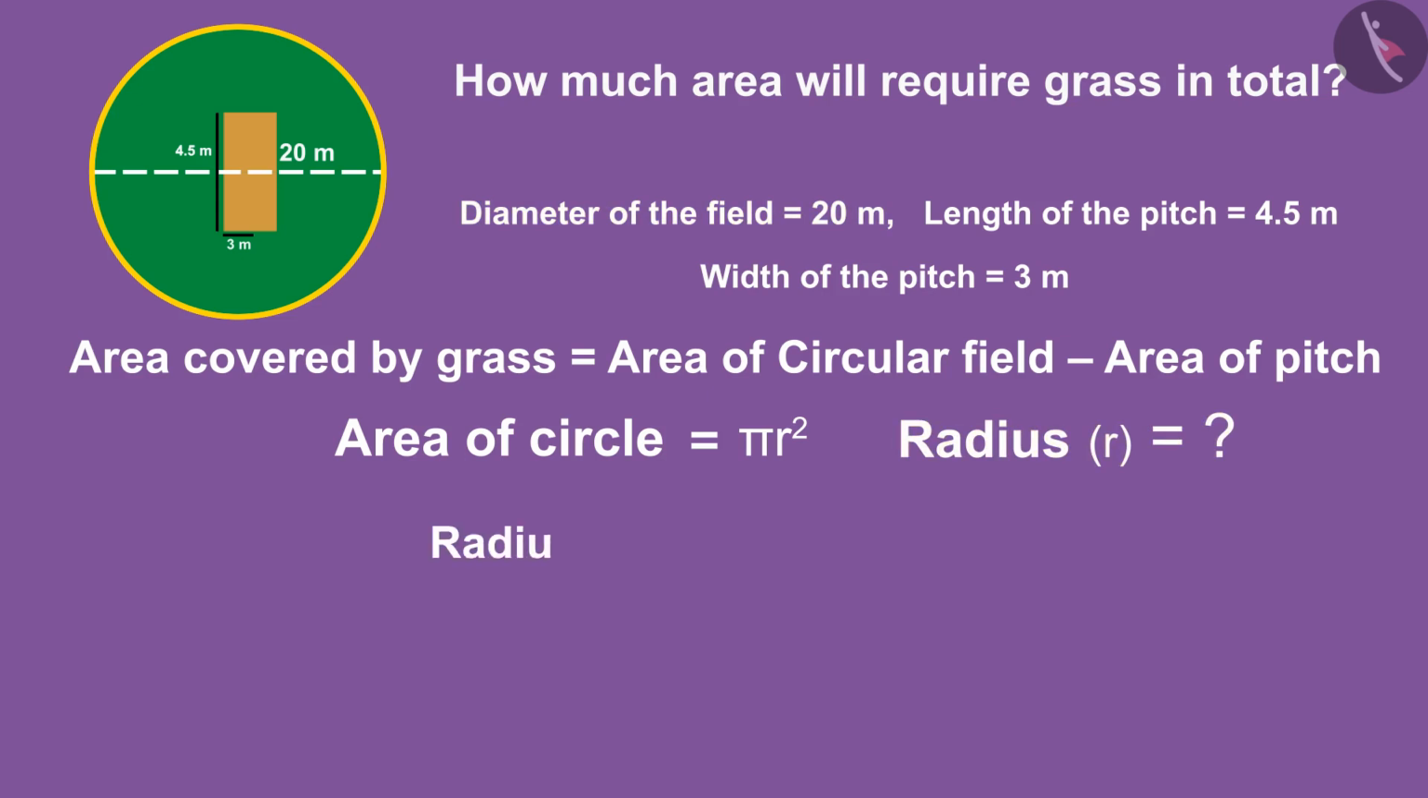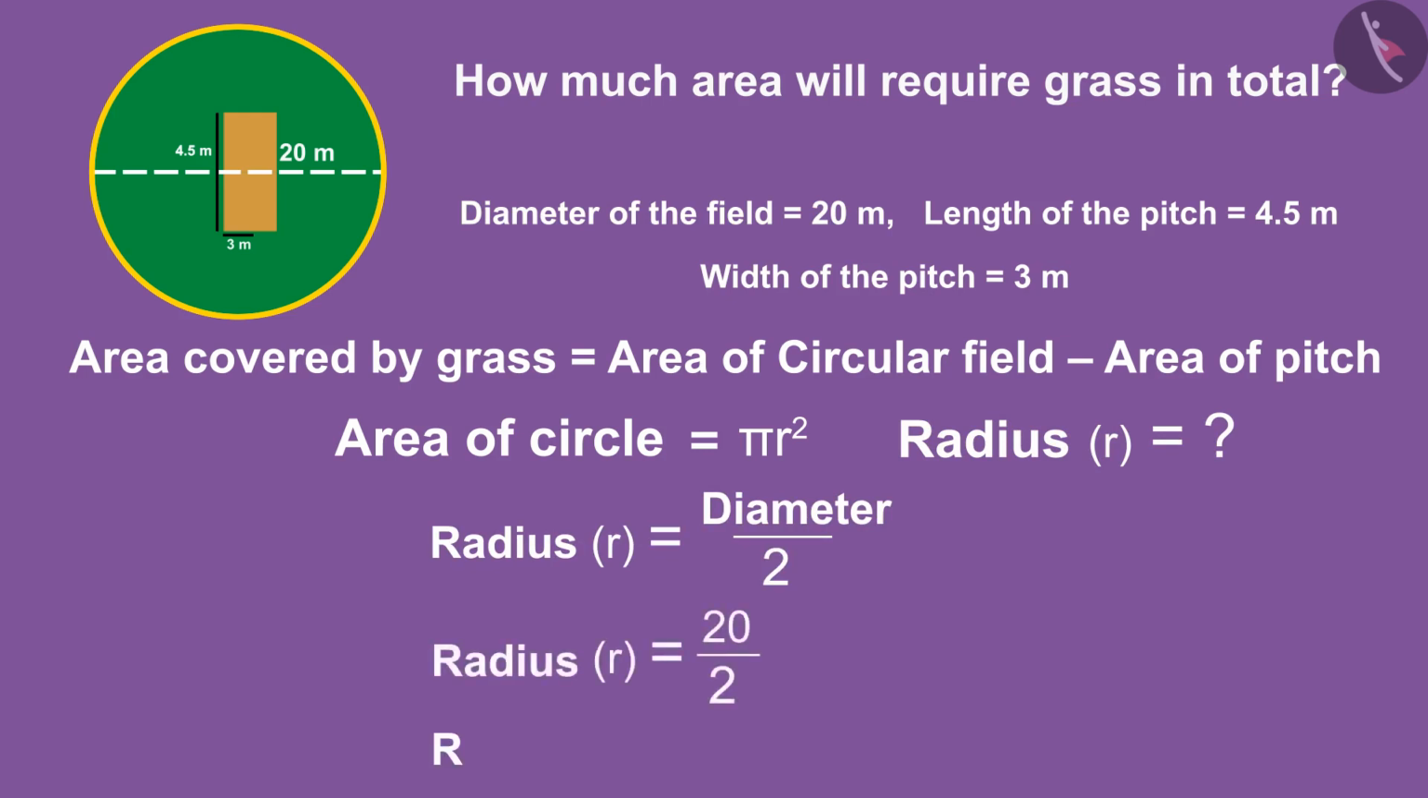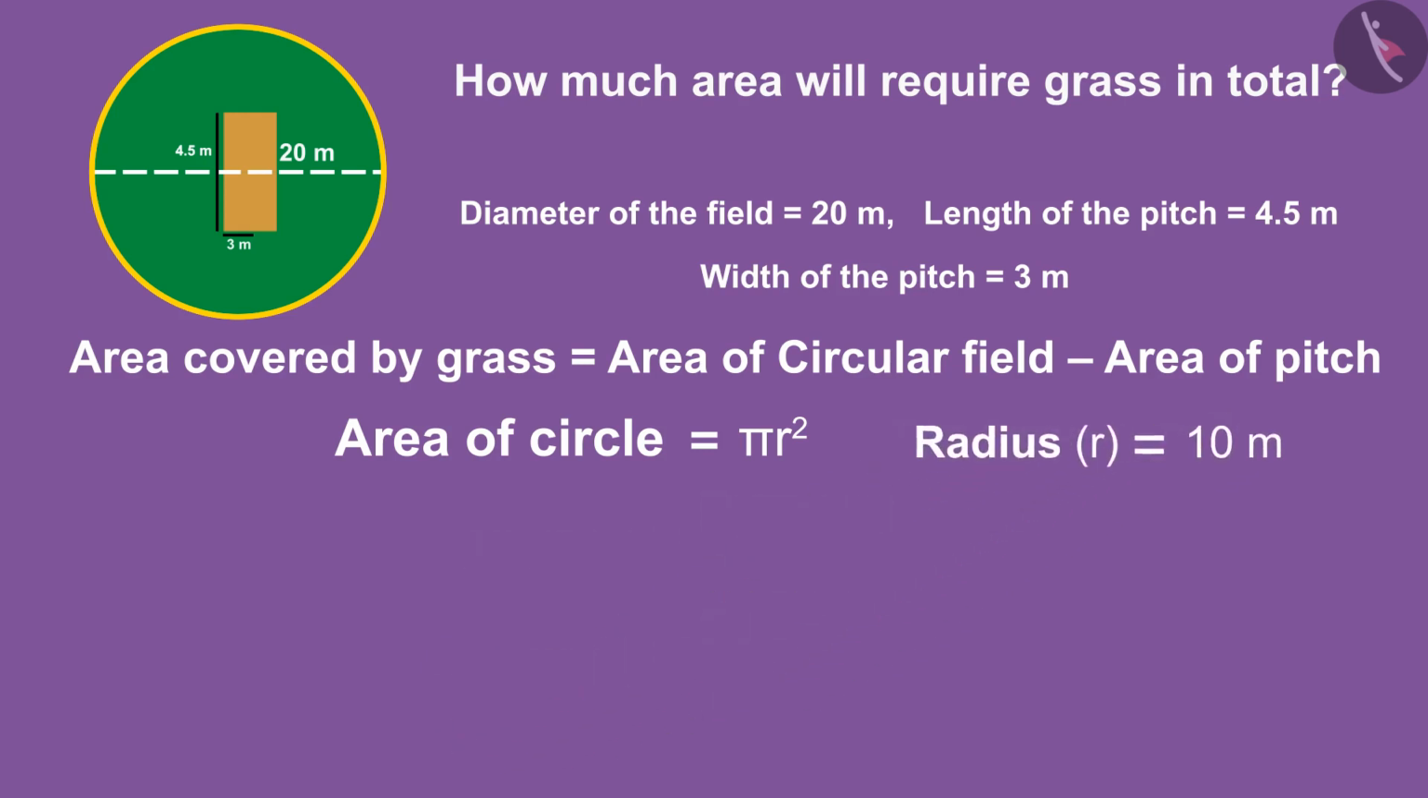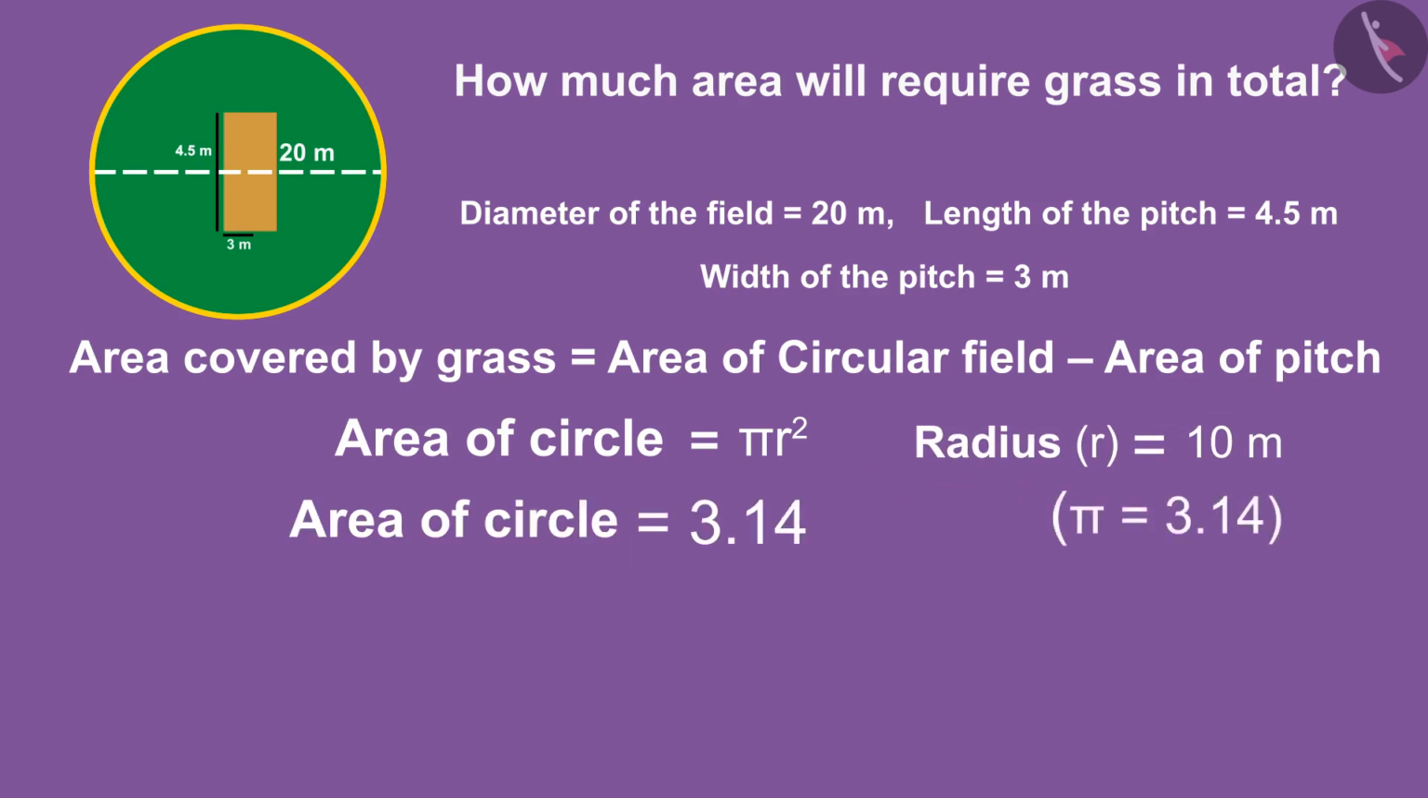Well done. The radius is equal to half of the diameter. Therefore, the radius here will be 10 meters. Here, by substituting the value of radius r as 10 meters in this formula, the area of the field is 314 square meters.